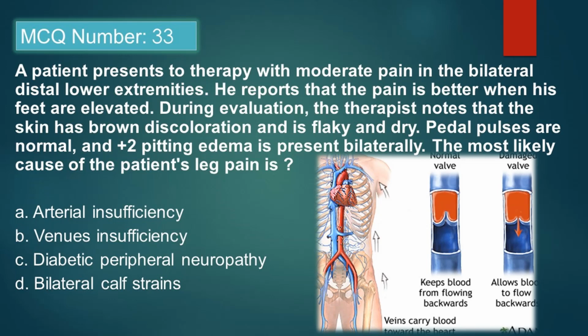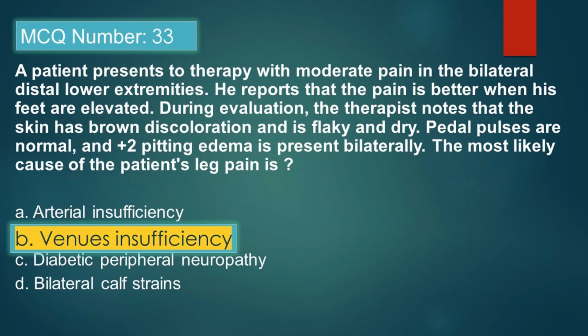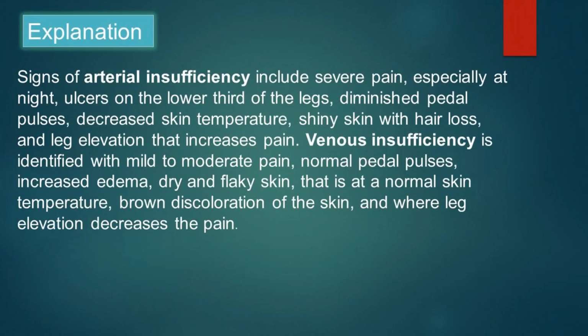And the correct answer is option B, venous insufficiency. And here we have the explanation. In arterial insufficiency, there is severe pain during the night, ulcer on the lower third of the leg, diminished pedal pulses, decreased skin temperature, shiny skin with hair loss, and pain during leg elevation. On the other hand, venous insufficiency is identified with mild to moderate pain, normal pedal pulses, increased edema, dry and flaky skin with normal skin temperature, brown discoloration of the skin, and during leg elevation, there is a decrease in pain. Let's move to another scenario.